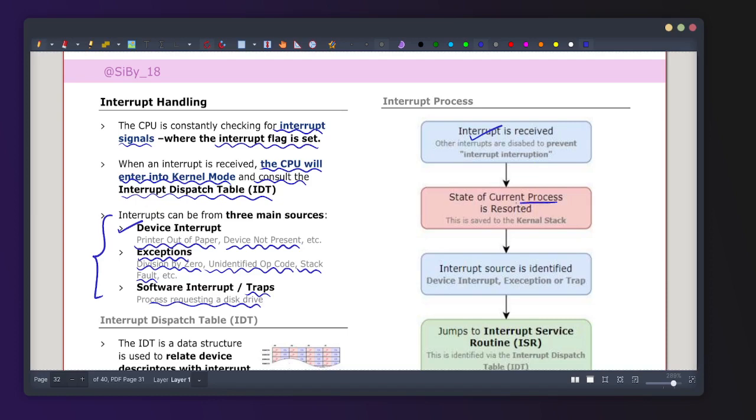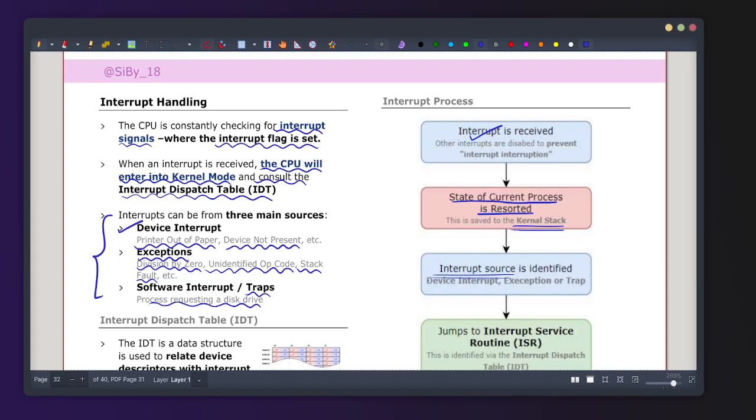After that, the state of the current process is saved. What I mean by saved is that it can be restored after the interrupt is complete. Saving here means the state goes into the process control block, and that process control block saves itself in a place called the kernel stack. So the interrupt is received, other interrupts are disabled, and the state of the current process is saved.